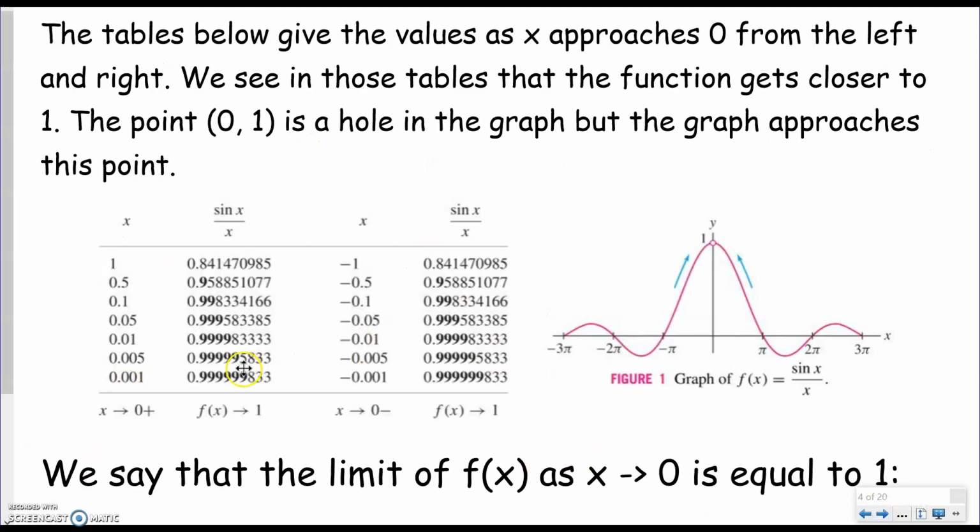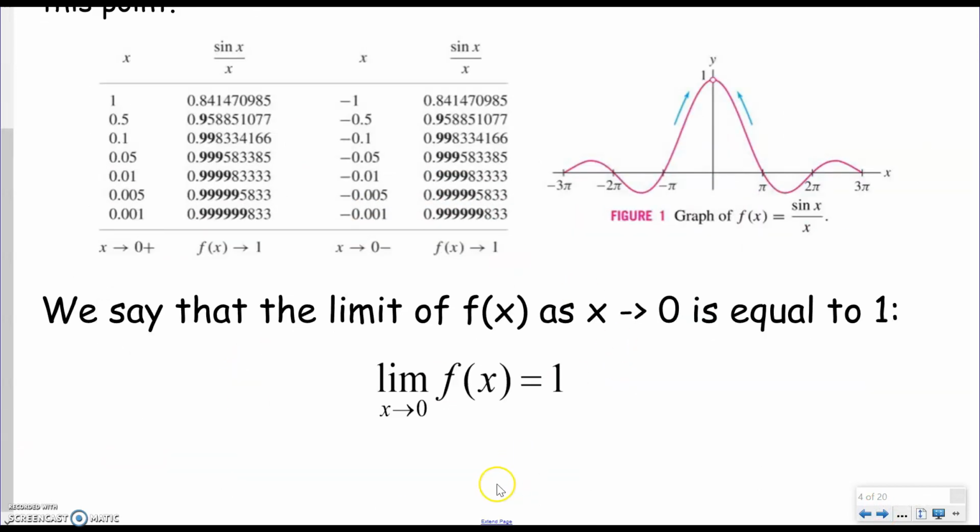So this gives us the same information we talked about. Even though this isn't defined here, as x approaches 0 from both sides, our limit is 1. And so our notation here is the limit as x approaches 0 from both sides, because it doesn't have the signs there, of the function is equal to 1.